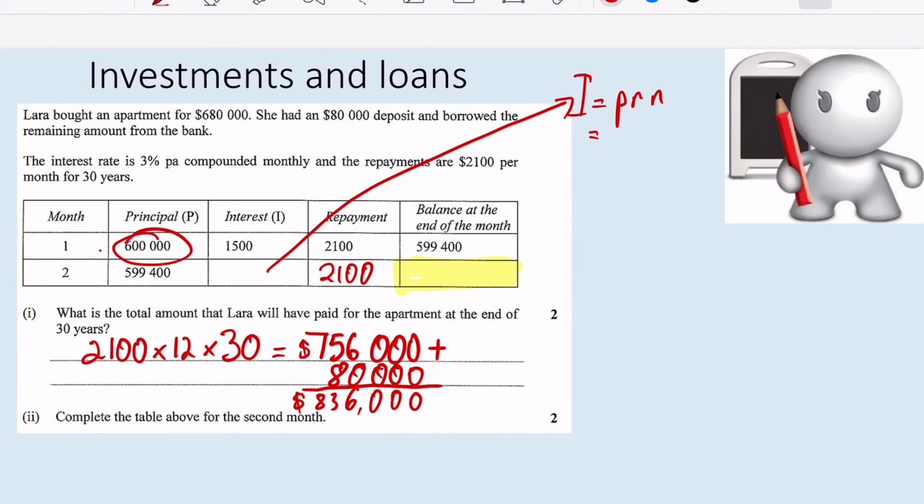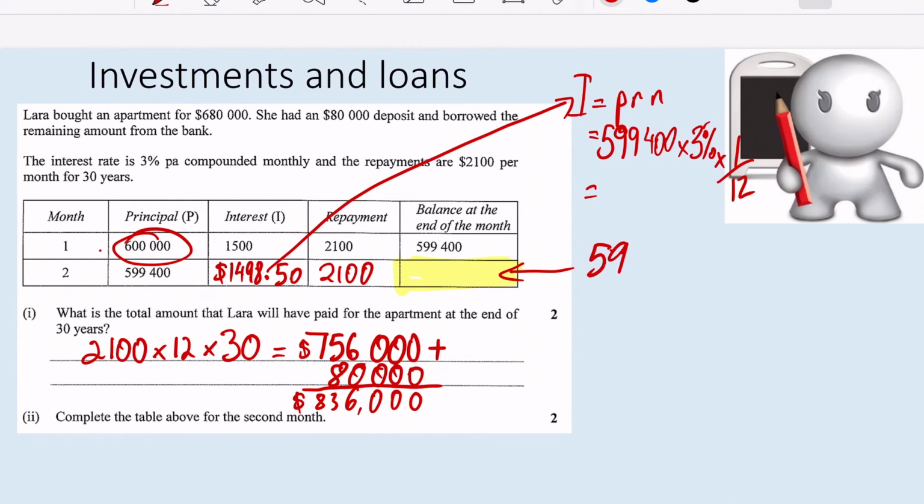So how much does she owe at the beginning of the second month? Well, she owes $599,400. Okay, and interest is calculated at 3%. Okay, and I'm going to multiply that by 1 over 12 because that's just the amount for 1 month. Now when you do that, you're going to get $1,498.50.